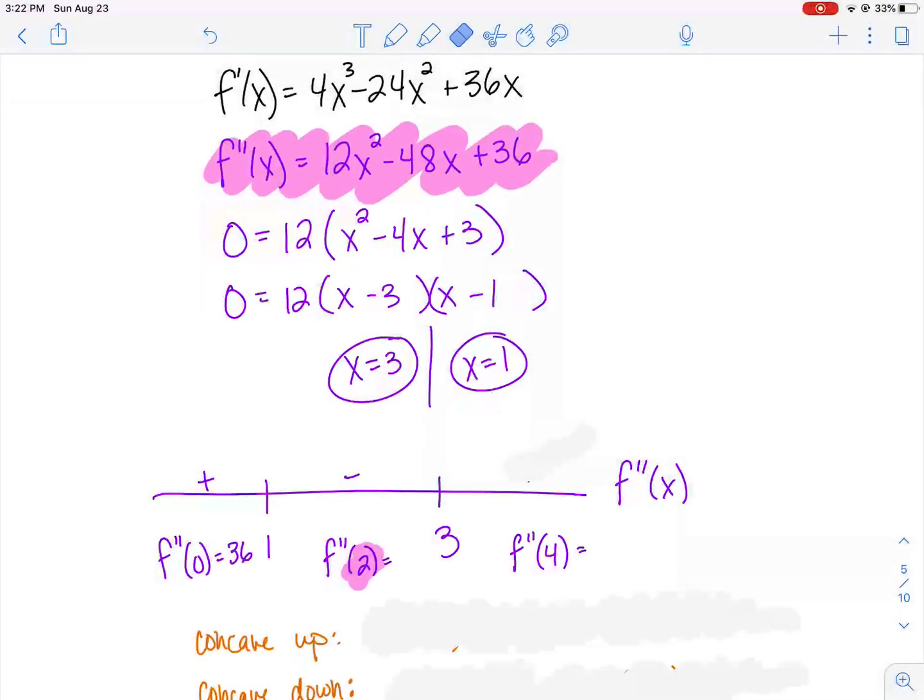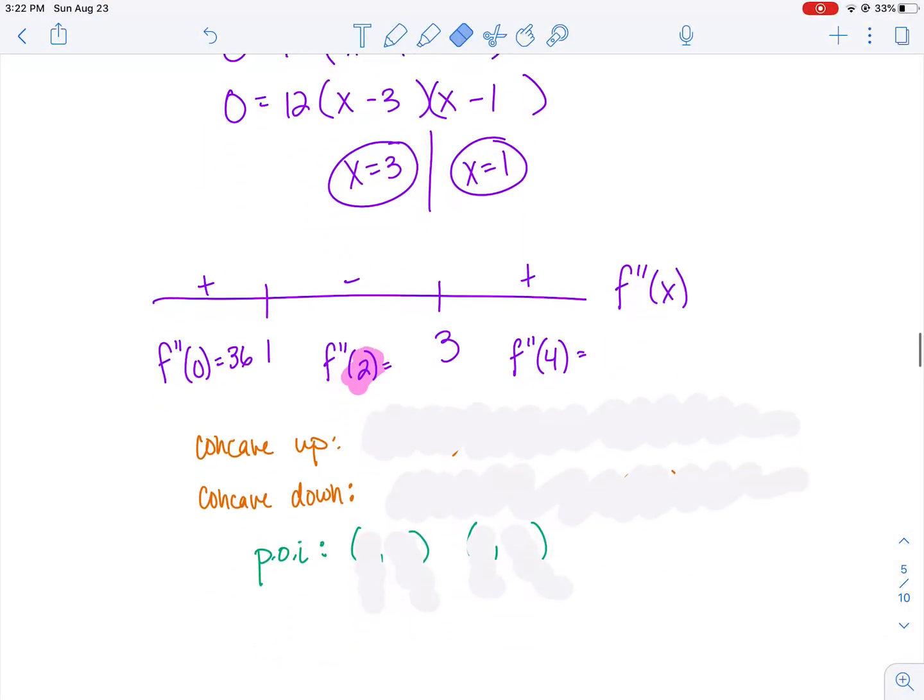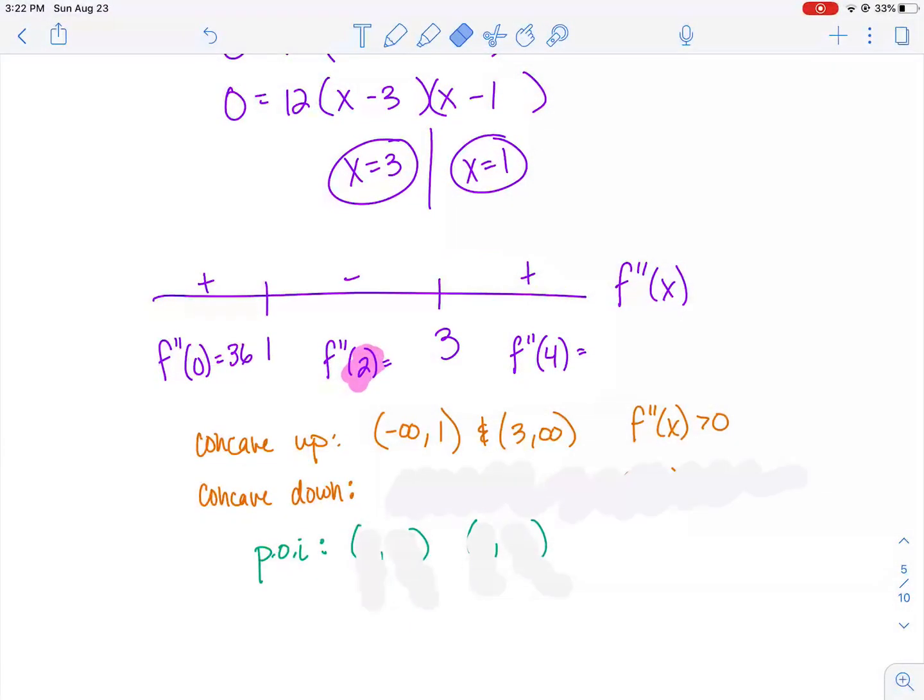When we entered in 2, what was it? Negative 12, I think it was. And when we entered in 4, I think it gave us another positive. I thought it was positive 36 also. So my second derivative is positive, then negative, then positive. Remember, if my second derivative is positive, my original function is concave up.